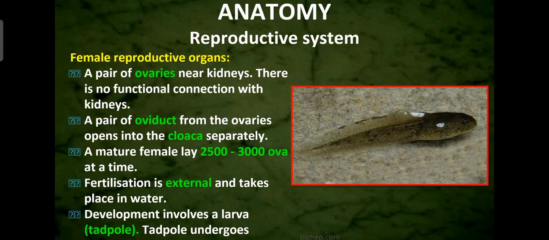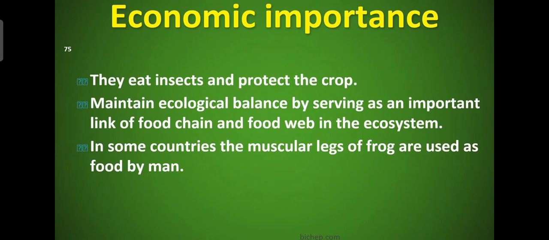So in this picture you can see the tadpole. So development involves the larva, and that larva is the tadpole larva. So this tadpole undergoes metamorphosis to form the adults. So from the egg first the tadpole hatches out, and then the tadpole metamorphoses to form the adult frog. So this development is called indirect development because a larval stage is present. So we have completed both the male and female reproductive systems.